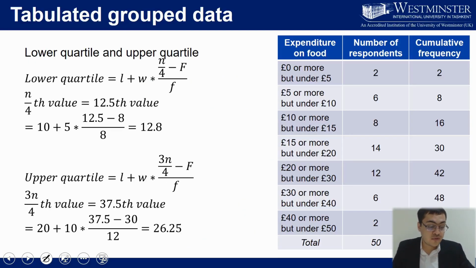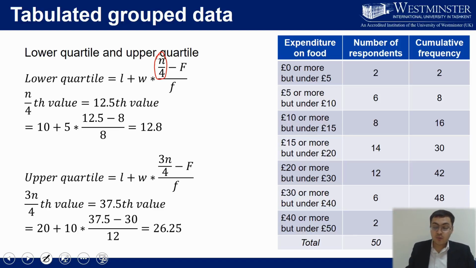Now let's talk about finding the lower and upper quartile for tabulated grouped data structures. The principle behind this is similar to finding the median of a tabulated grouped data structure, so we're going to use almost the same formula. The only thing that's different here is this number over here, which shows that we are trying to find the n divided by 4th number. In this case, that's 12.5.